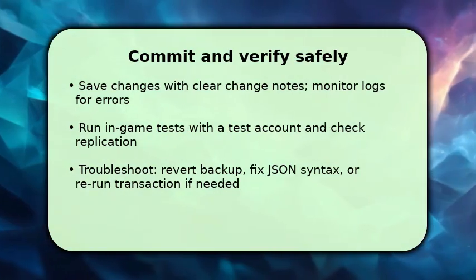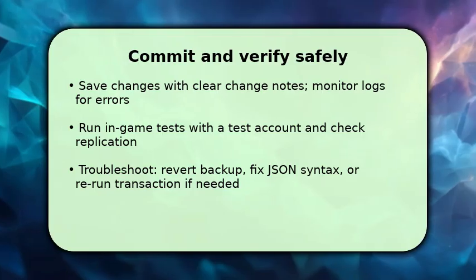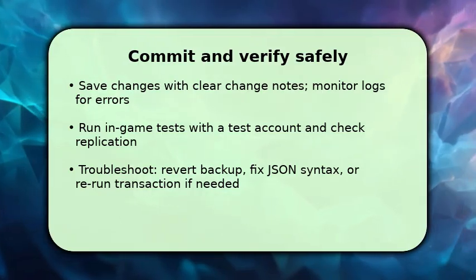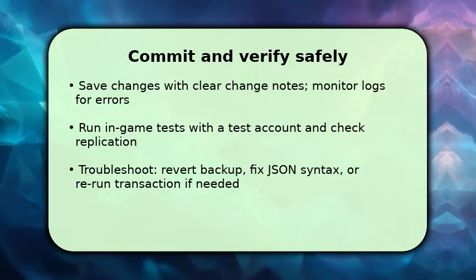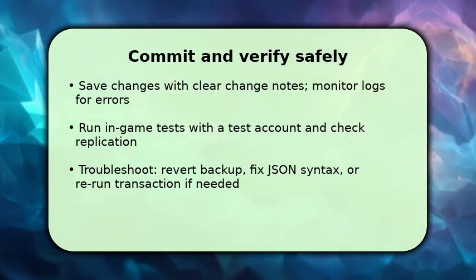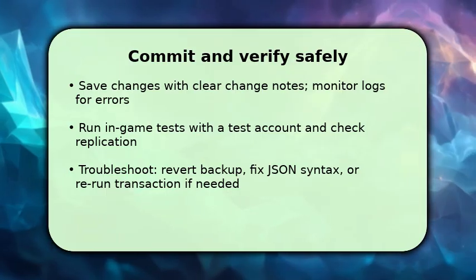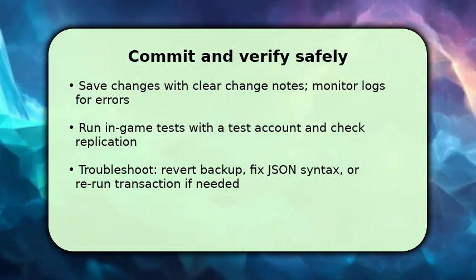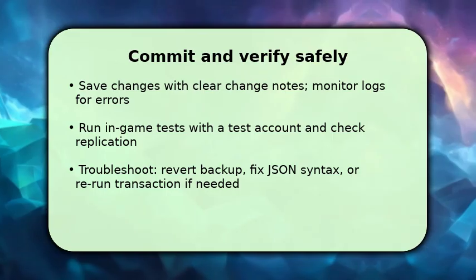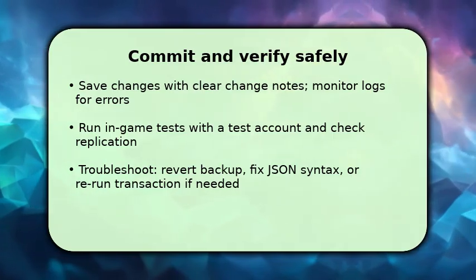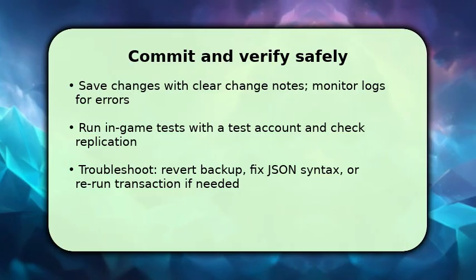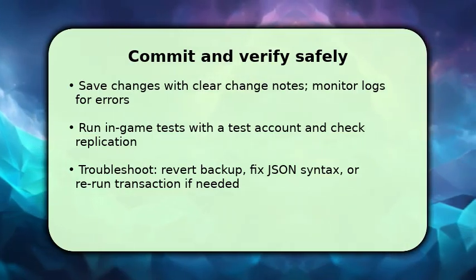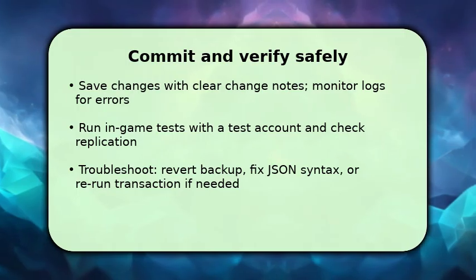You finish by committing and verifying changes. Save with explicit notes and watch the editor logs for immediate errors. Once saved, run in-game tests using a test account to confirm values replicate to the server and clients as expected. Make sure to test edge cases like concurrent writes. If something goes wrong, revert to your backup, check JSON syntax and types, and rerun the transaction after fixing the root issue. This workflow keeps live player data safe and auditable.